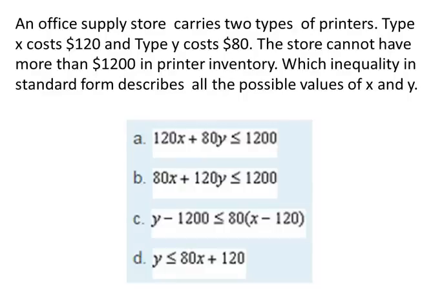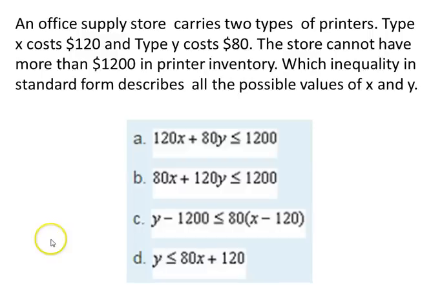And Power Standards Quiz 17, where we're writing equations or inequalities in standard form. Here we have a couple of copiers. The first copier, type X, is $120, and type Y is $80, and the store that's buying these printers cannot have more than $1,200 in printer inventory, so they cannot spend more than that. So which inequality in standard form describes all the possible values of X and Y? Standard form is AX plus BY equals, or less than, or greater than, or equal to some value C.